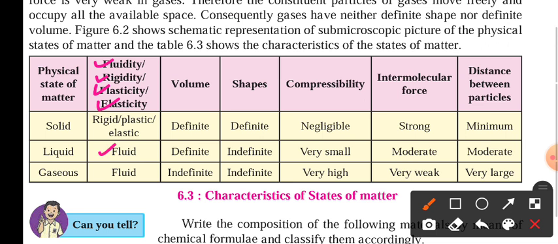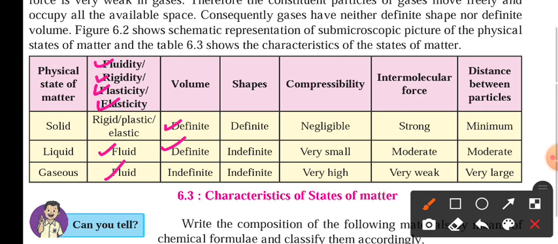Liquids are fluid. Gaseous are also fluid. This means they move with respect to the surface and the container in which they are placed. Volume is definite for the liquid and the solid, but it is indefinite for the gaseous because it depends on the volume of the container in which they are kept.